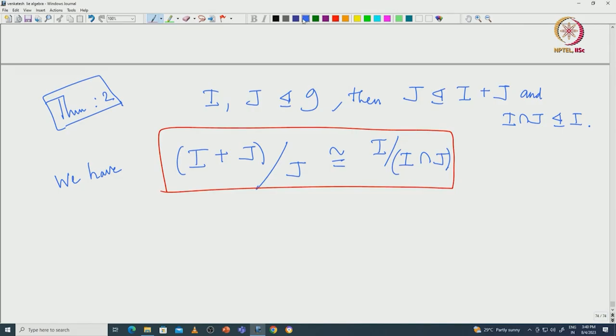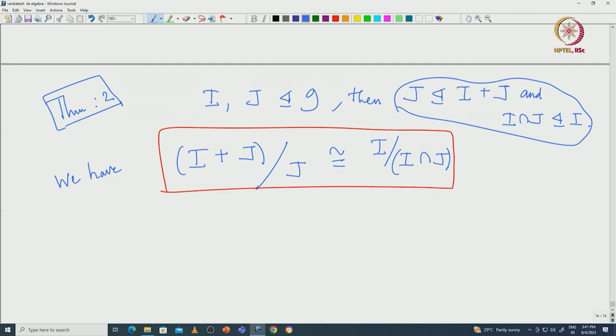It is not hard to prove that J is an ideal inside I plus J. That I just leave to you to check, because J is already an ideal in g, so it must be an ideal in I plus J. That is obvious, and similarly I intersection J will be an ideal in I. Both are easy to verify, so this part I will leave to you. Now, I will check only that I plus J modulo J is isomorphic to I modulo I intersection J.